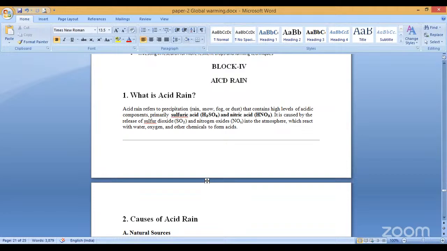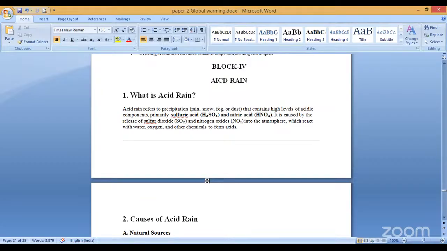What is acid rain? Acid rain refers to precipitation, rain, snow, fog or dust that contains a high level of acidic components, primarily sulfuric acid, which is H2SO4, and nitric acid, HNO3. It is caused by the release of sulfur dioxide and nitrogen into the atmosphere, which react with water, oxygen, and other chemicals to form the acids. This is a clear-cut explanation of what acid rain is. Okay, shall I repeat once again?